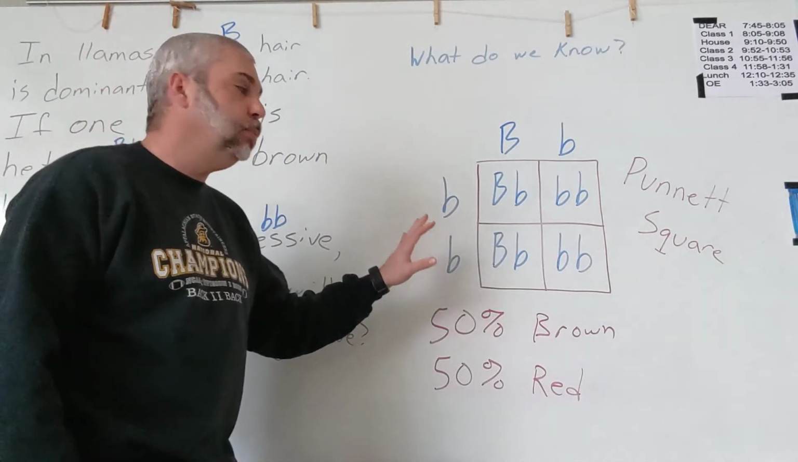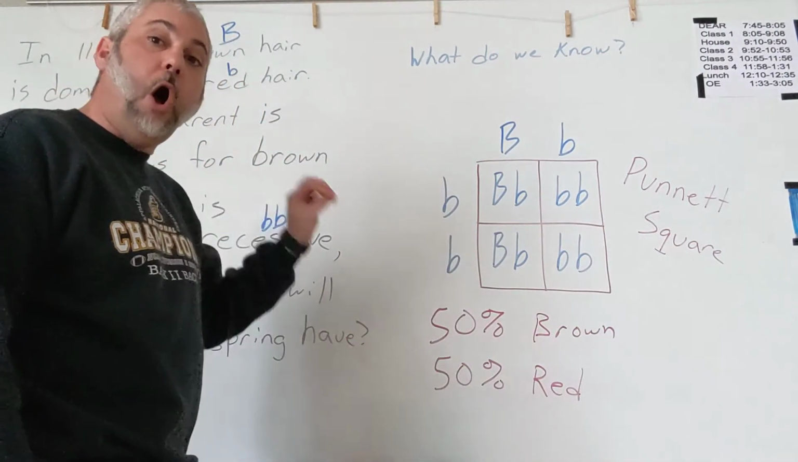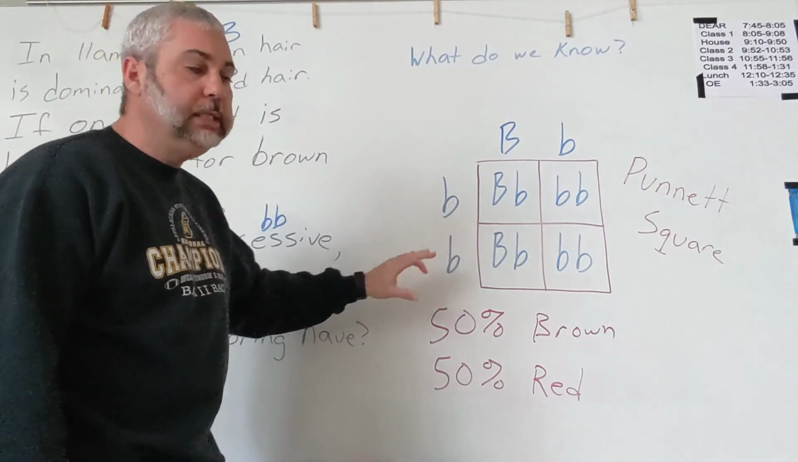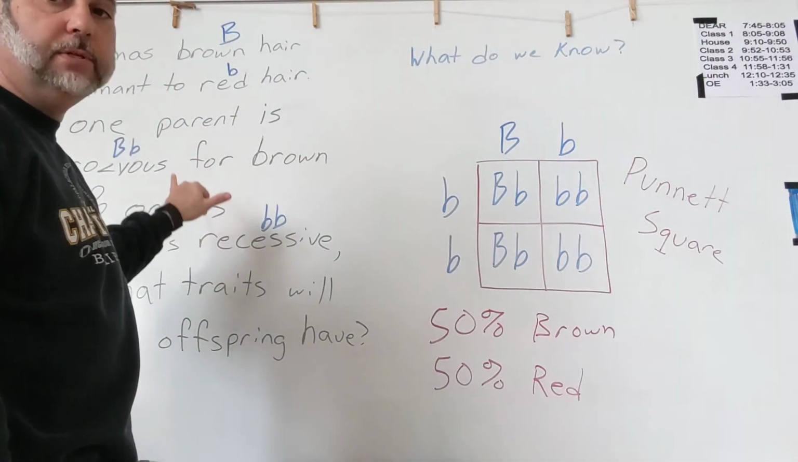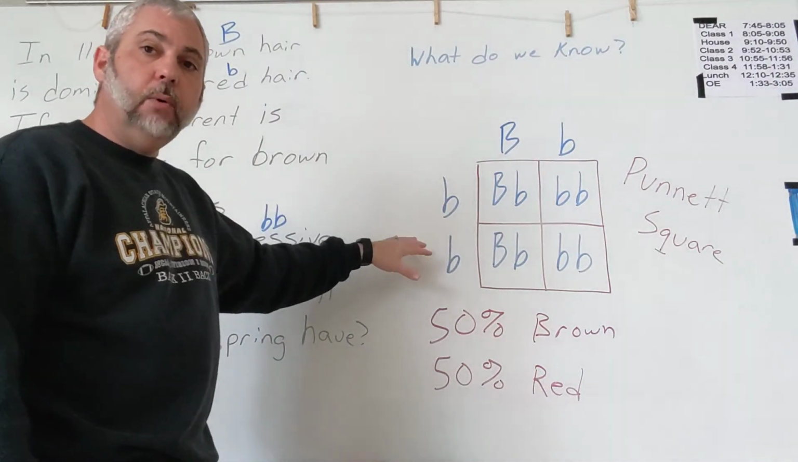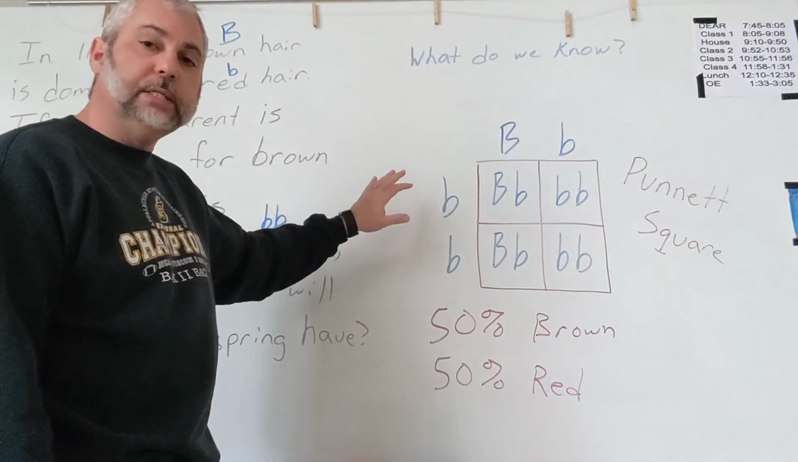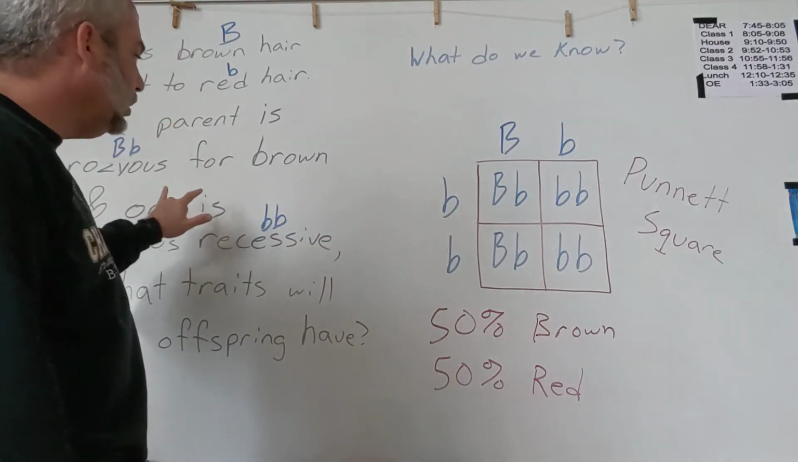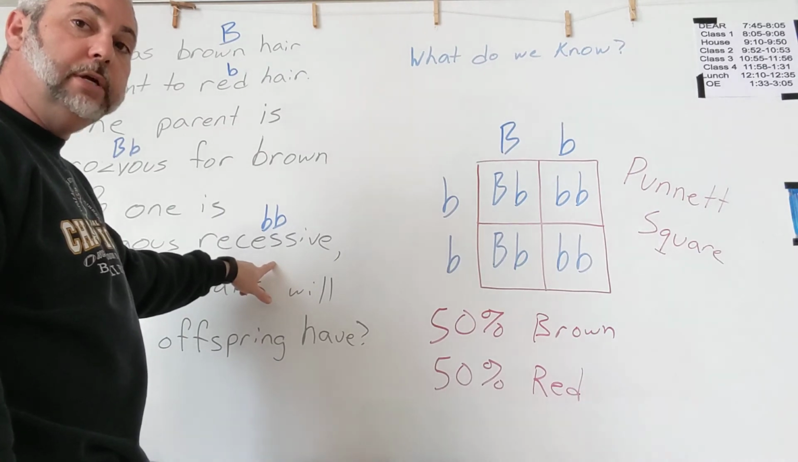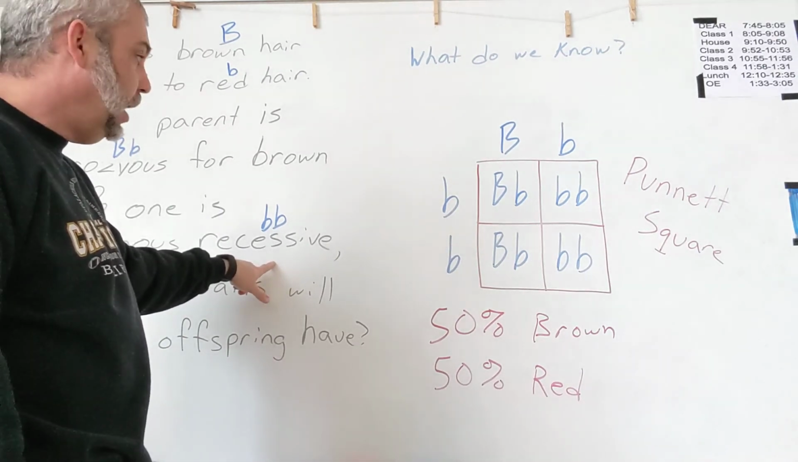Now remember, this is probability. It's not what always is going to happen, but these are the possibilities from these two types of parents. There is no way that we can get a homozygous dominant from these two parents, because the recessive genes are what are in charge here with one of the parents.